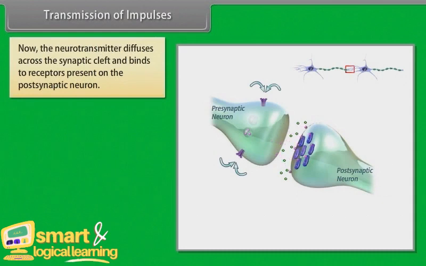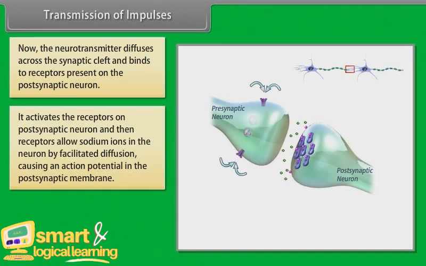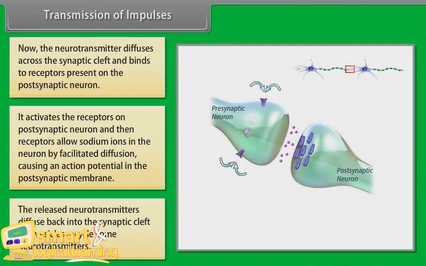Now, the neurotransmitter diffuses across the synaptic cleft and binds to the receptors present on the postsynaptic neuron. It activates the receptors on the postsynaptic neuron, and then the receptors allow sodium ions into the neuron by facilitated diffusion, causing an action potential in the postsynaptic membrane. The released neurotransmitters diffuse back into the synaptic cleft and vesicles recycle some neurotransmitters.